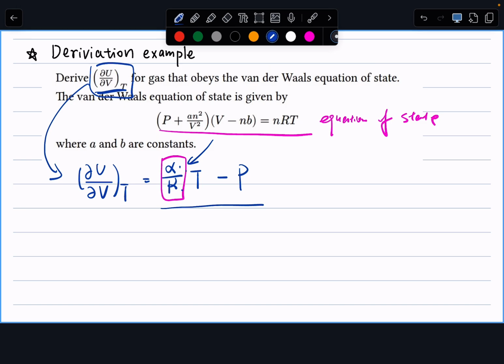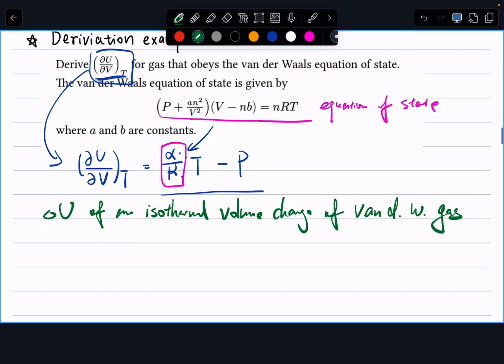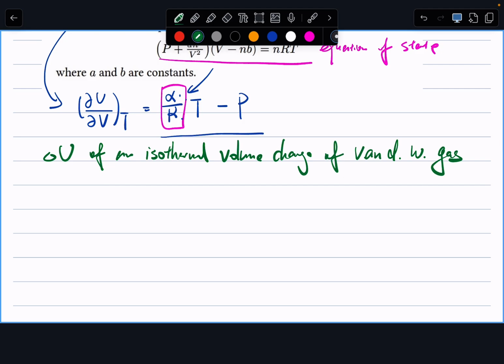We can take this one more step to say how to calculate delta U of an isothermal volume change of this van der Waals gas. So how do we do that? Let's say we have already solved this equation to be nRT over V minus nb, minus P. Just assuming you already solved it using calculus. The next step here, we're talking about delta U. So what is delta U?